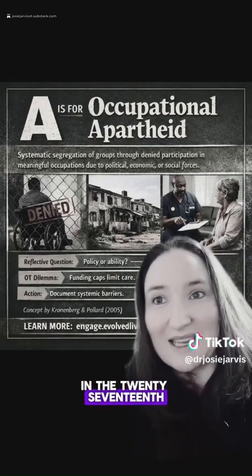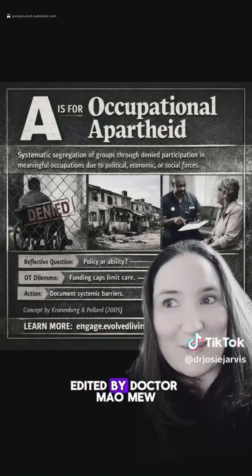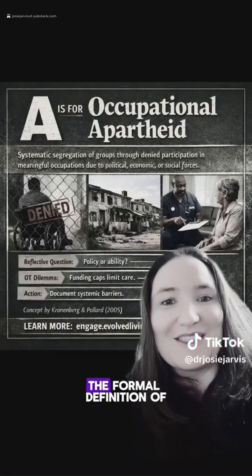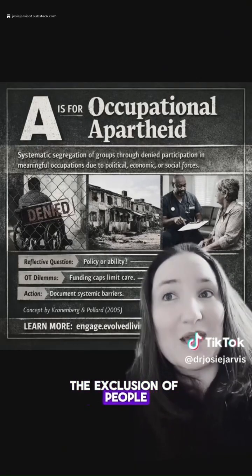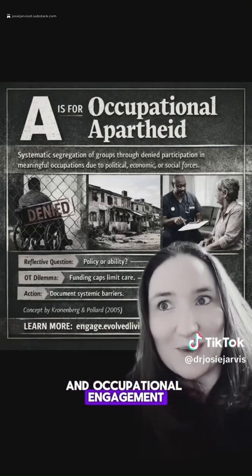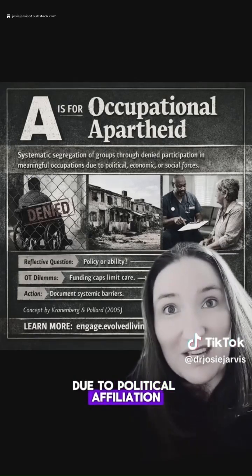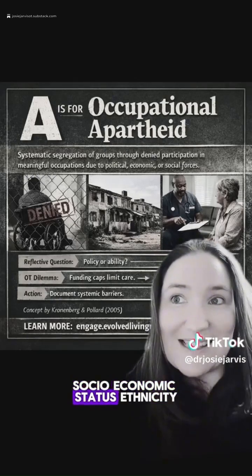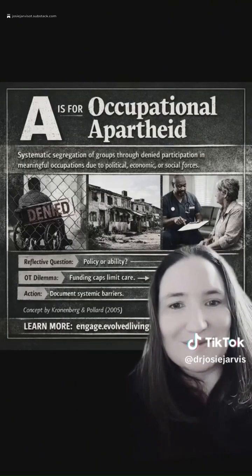In the 2017 Dictionary of Occupational Science and Occupational Therapy, edited by Dr. Molineux, the formal definition of occupational apartheid is the exclusion of people from opportunities for occupational performance and occupational engagement by society and its systems due to political affiliation, socioeconomic status, ethnicity, health status, and a range of other characteristics.